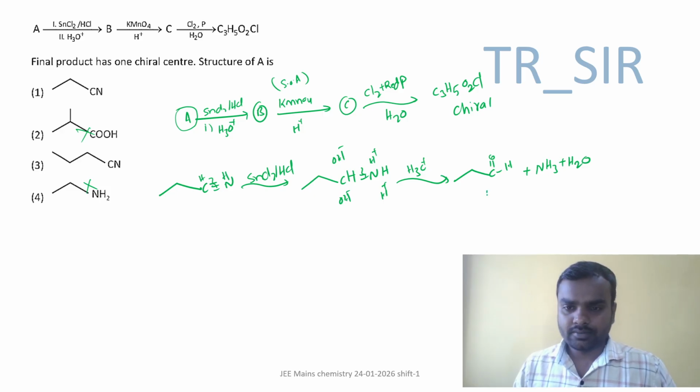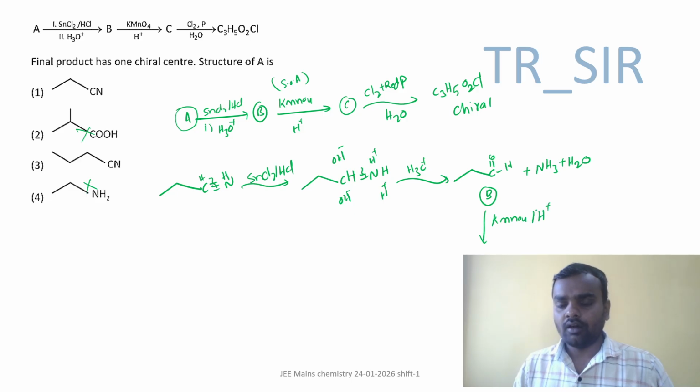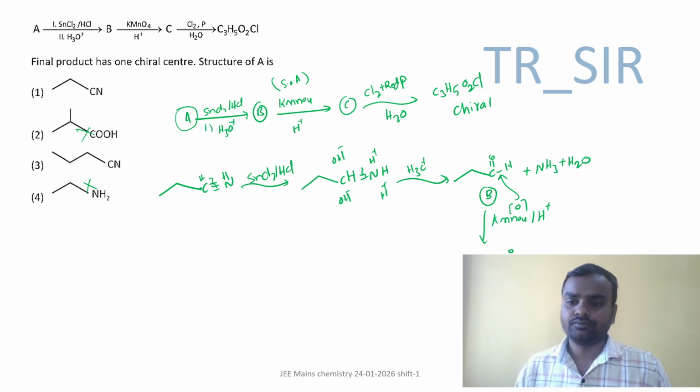So what you got here is B. Now, if you treat B with KMnO4 in acid medium, aldehydes convert into carboxylic acid. Nascent oxygen will come and get trapped here, giving C double bond O, OH. So you got the carboxylic acid, that is C.